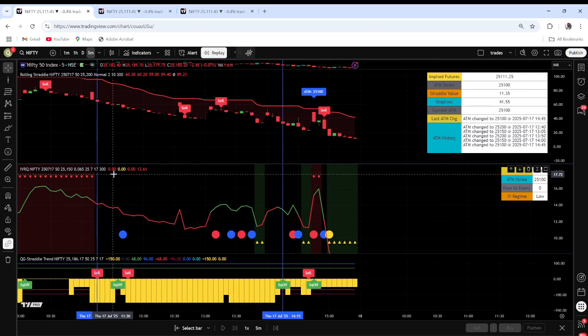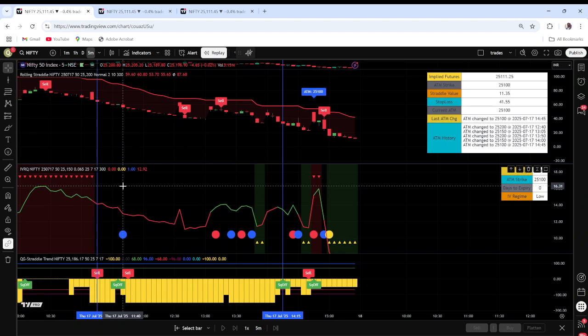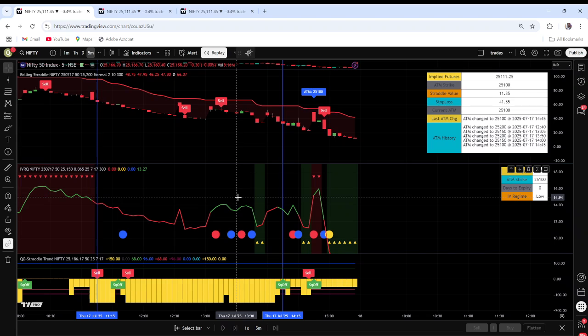So tomorrow, rather than the rolling ATM straddle, we are going to use the other indicator, that is the QG straddle chart, which will help us plot a strangle on the chart.